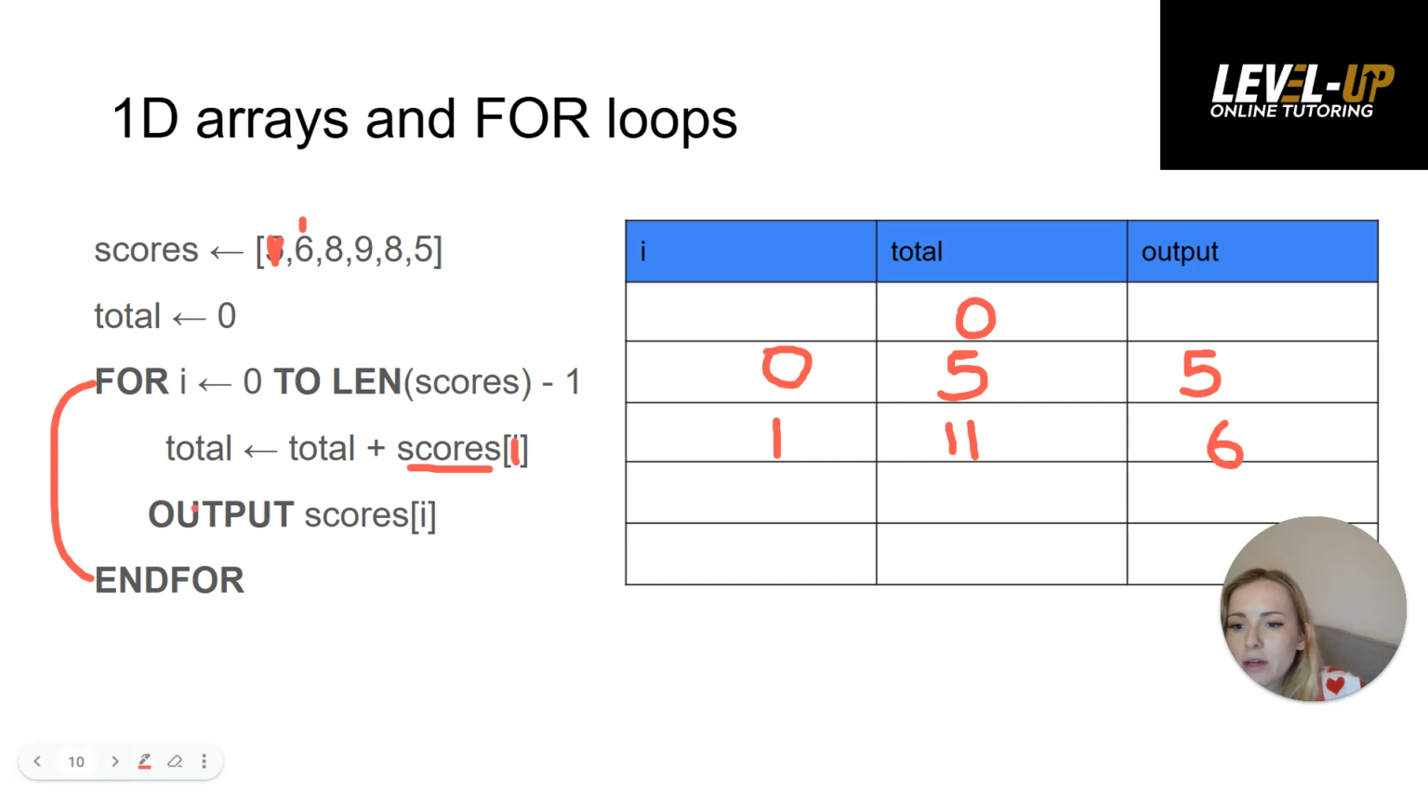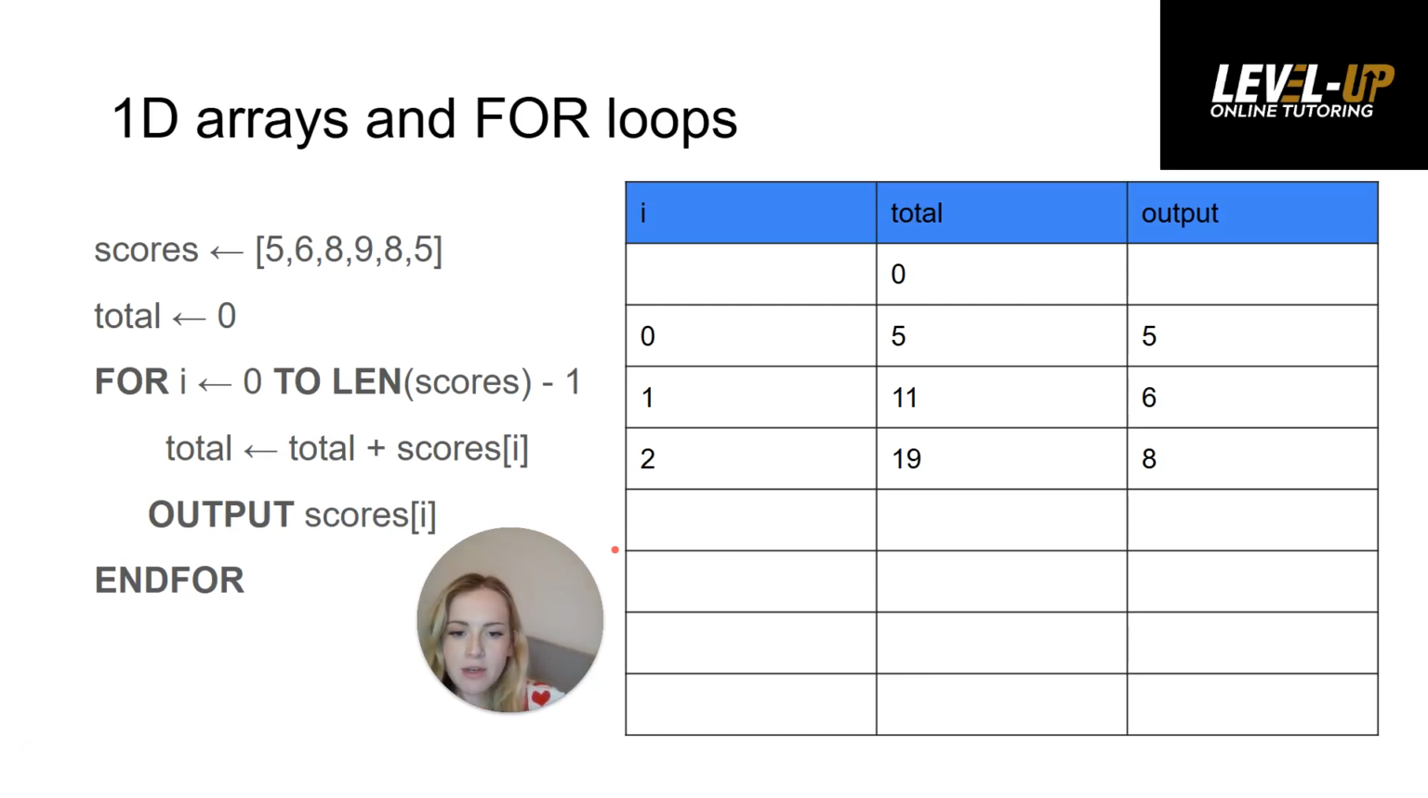Okay, right, we're going to repeat this loop again. I is now, I'm sure you can imagine, 2 because we're only incrementing by 1 each time. Position 2 is 8. 8 add the value of total at the moment, which is 11, so it's going to be 19. And remember, we are going to output scores position I, which is 2. So we're going to output 8.